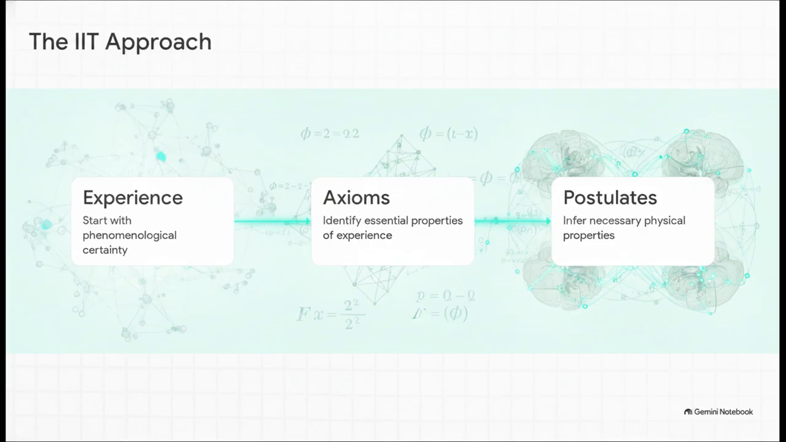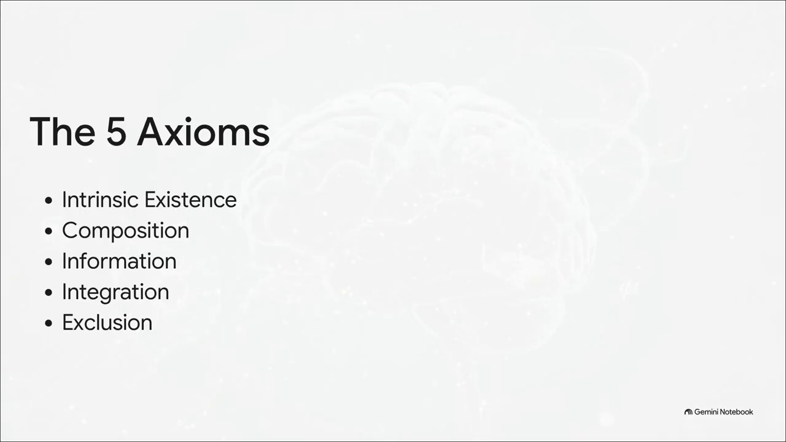It uses a deductive, experience-first approach. It works backwards. It starts by identifying self-evident truths about human experience. Things that are just undeniably true about what it feels like to be conscious. And from there, it actually deduces the mathematical and physical properties a system absolutely must possess to create that experience. So IIT identifies these 5 core axioms as the absolute rock-solid foundation of the theory.